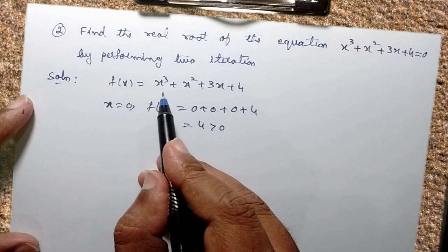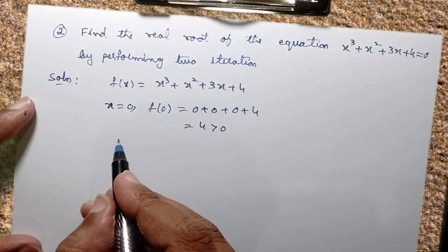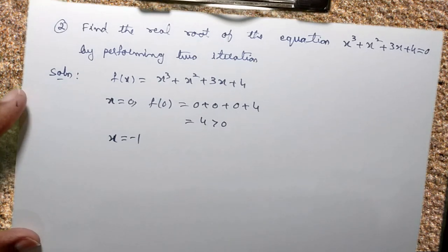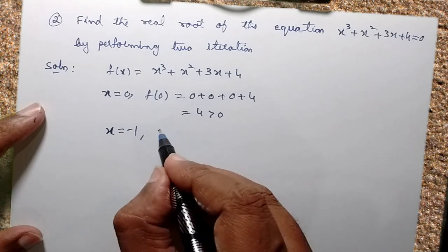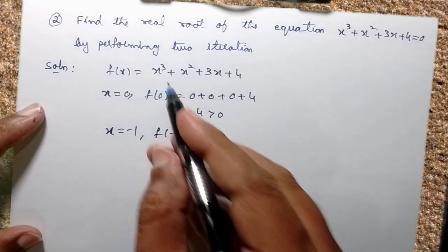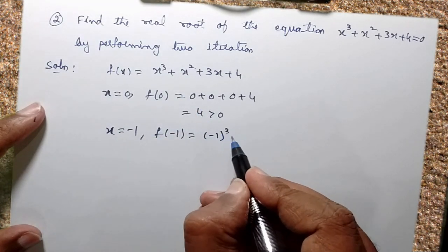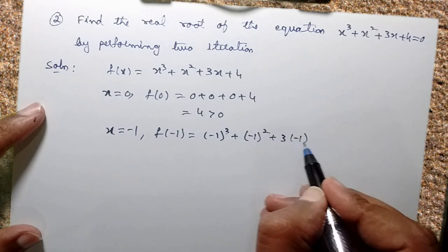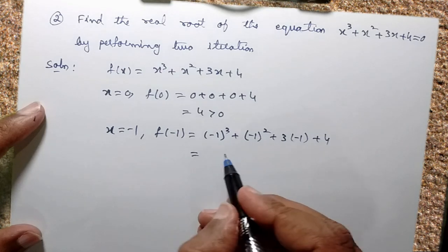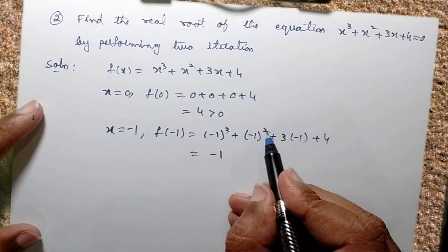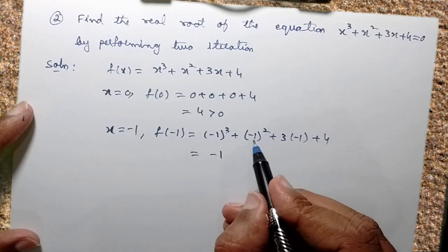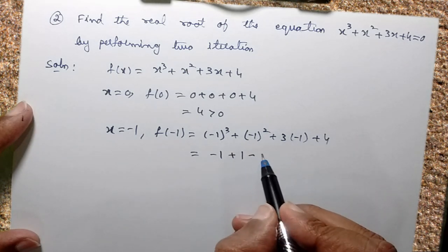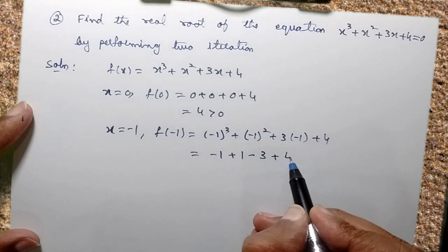So observe that whenever you have all the positive values, check with the negative values of x. So I'll check with x equals minus 1. f of minus 1 will be equal to minus 1 whole cube plus minus 1 whole square plus 3 times minus 1 plus 4. Minus 1 whole cube will be minus 1. Minus 1 whole square will be positive, as even power will give you a positive value, plus 1. Plus into minus will be minus 3. And that is plus 4.